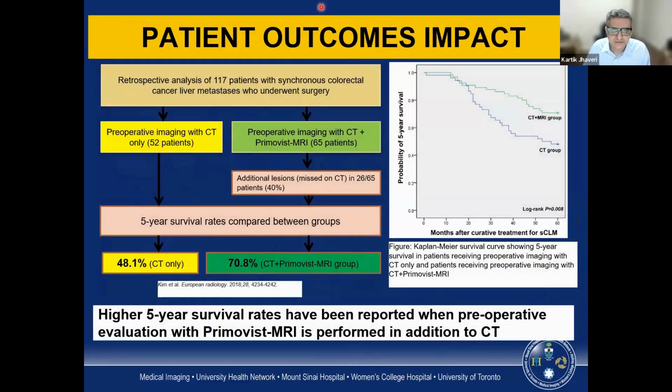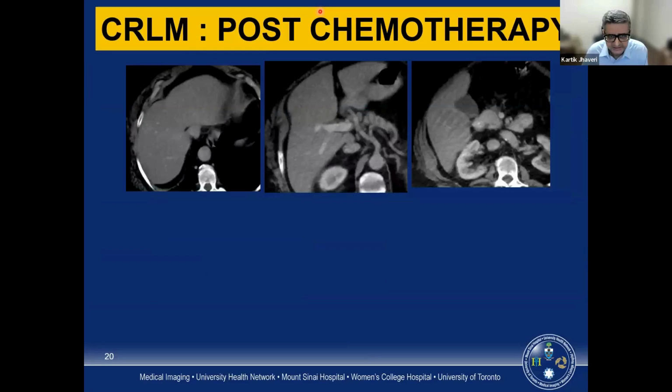In terms of patient outcomes, this study recently showed that when you include Promovus MR in the group of patients in addition to CT, obviously because you detect more lesions and you probably are resecting more liver metastases in these patients, there is higher 5-year survival as opposed to in the group of patients where you utilize CT only. So there is a direct correlation again here in terms of the survival outcomes for patients when you include Promovus MR in the evaluation of colorectal liver metastases.